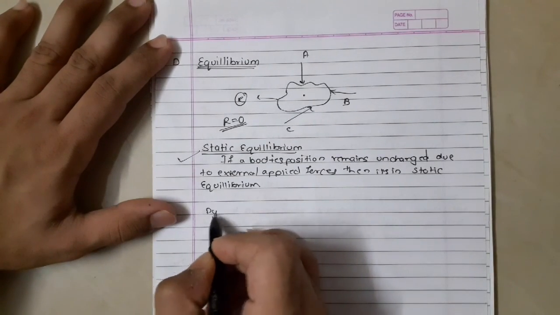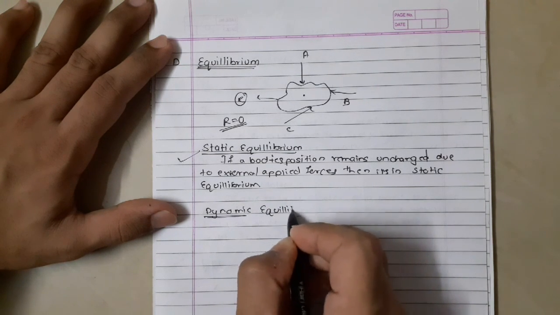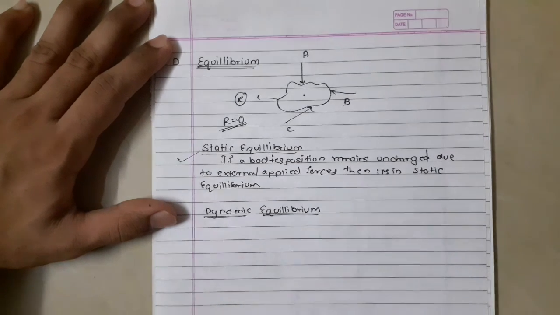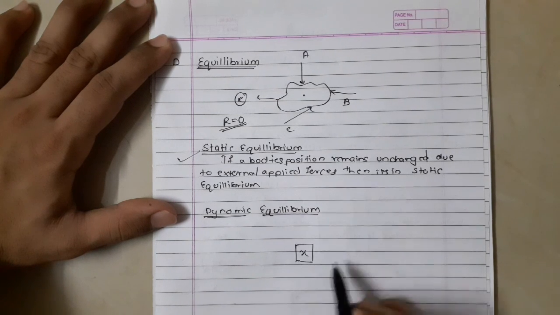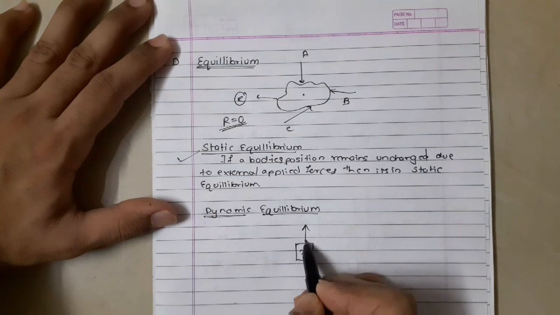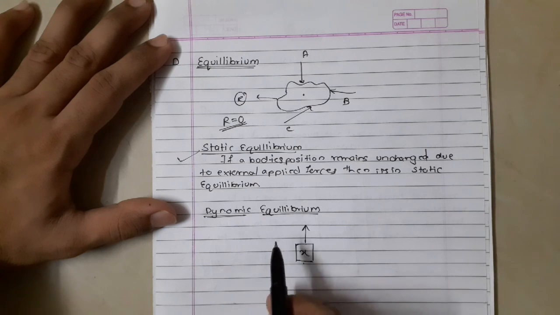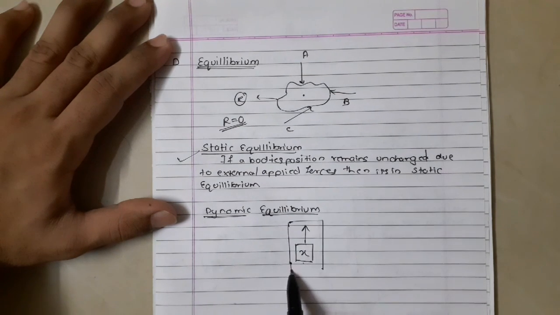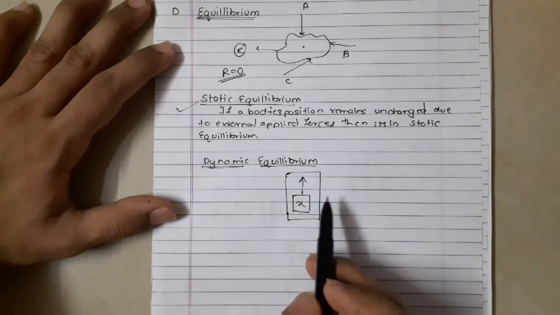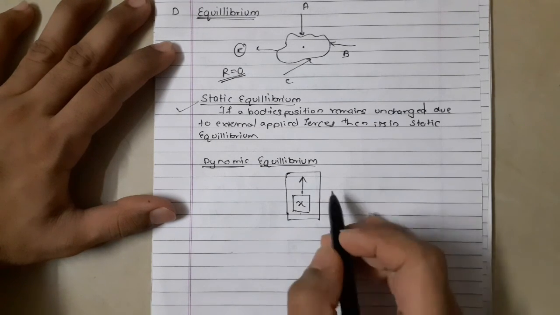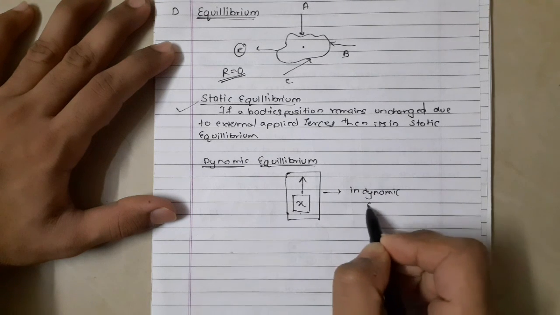What's dynamic then? Dynamic equilibrium. Dynamic equilibrium says that if a body is in a state of motion, translation motion, in a linear motion, and there is no force acting upon the body, though the body remains in the same state of motion, that is translation motion, then the body is said to be in dynamic equilibrium.